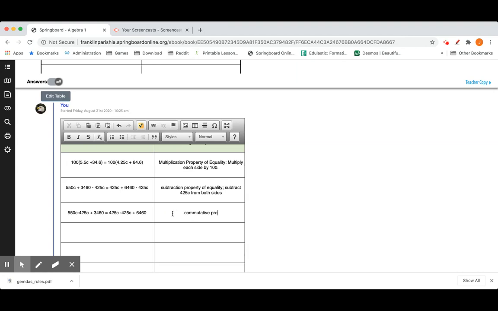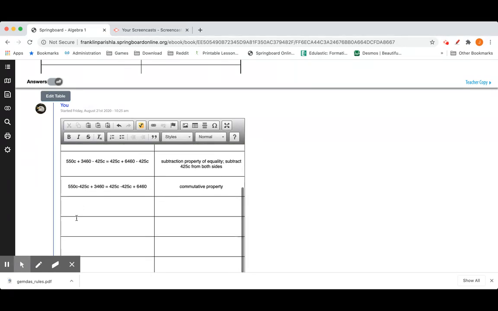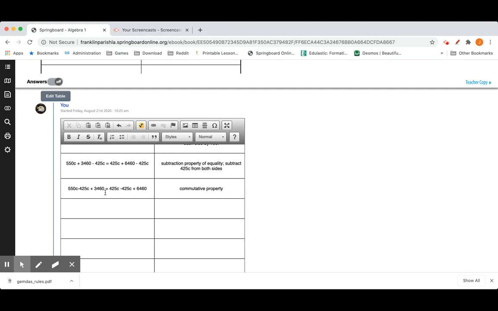Commutative property. Right, so let's subtract 550C minus 425C. 550 minus 425 should be 125C left over, plus 3460. That will equal 425C minus 425C is 0. It just equals 6460.